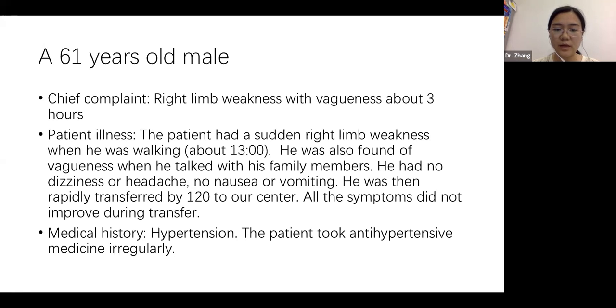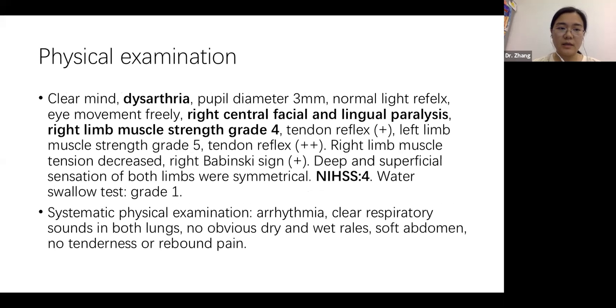He had no dizziness or headache, no nausea or vomiting at that time. He was rapidly transferred by ambulance to our center, and all the symptoms did not improve during transfer. He had hypertension, and this patient didn't take antihypertensive medicine regularly. In the physical examination, I found he had dysarthria, right central facial and lingual paralysis, and right limb muscle strength grade 4. So we counted his NIHSS score as 4.